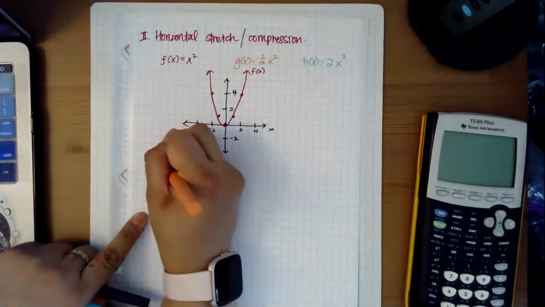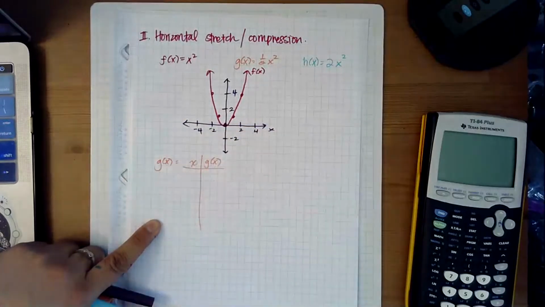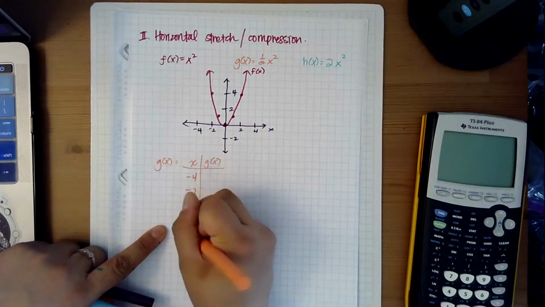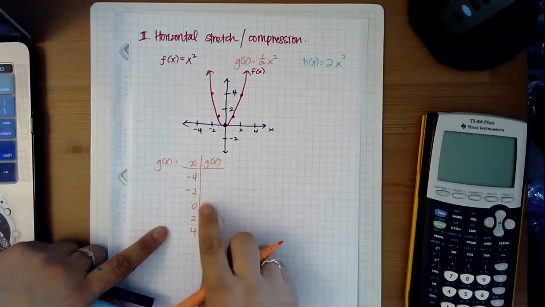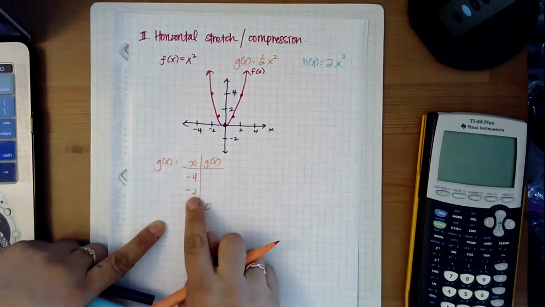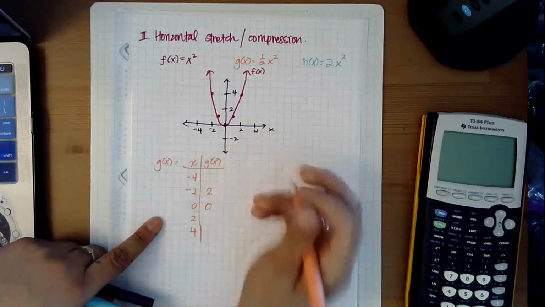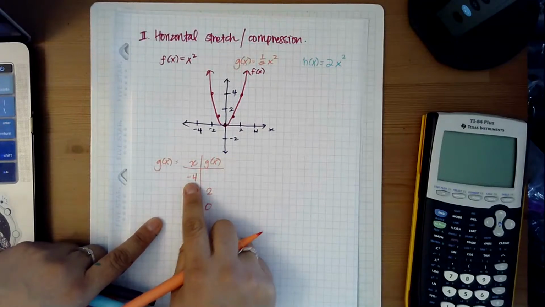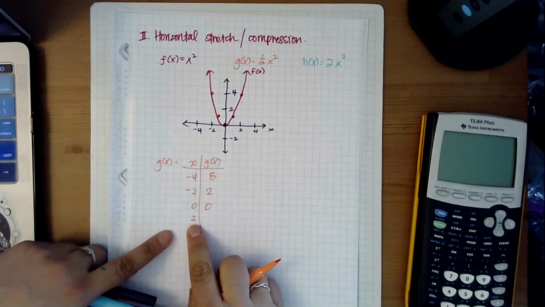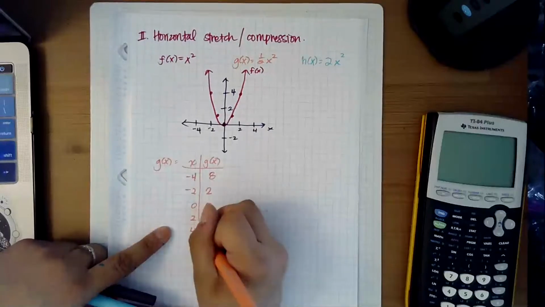So here, let's look at a table of values with g of x. And I'm going to go -4, -2, 0, 2, and 4. So let's see. 0, 1/2 times 0 squared is still 0. -2 squared is 4. Half of 4 is 2. -4 squared is 16. Half of 16 is 8. 2 squared is 4. Half of 4 is 2. And 4 squared is 16. Half of 16 is 8.